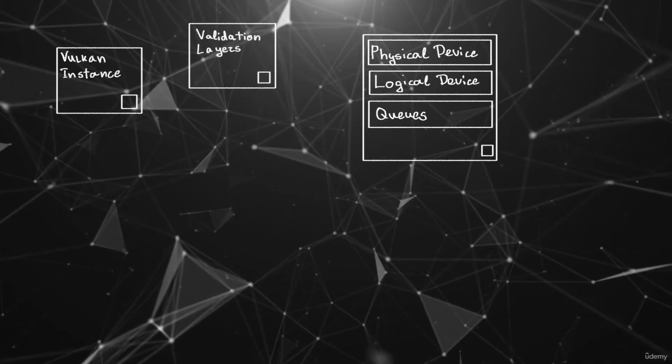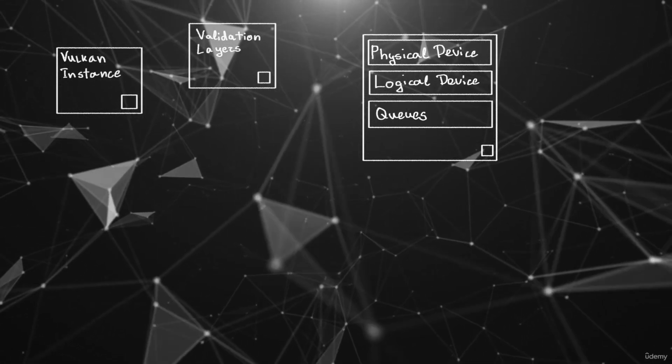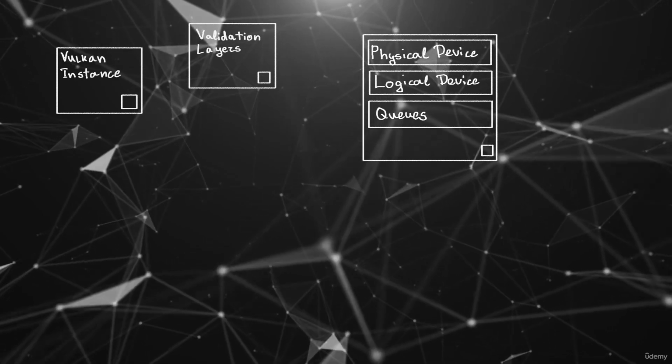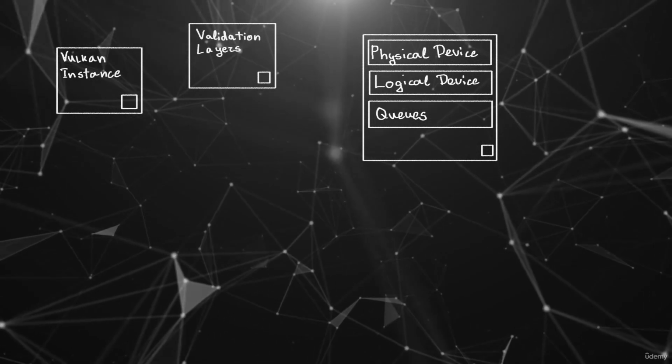We will then look into validation layers. These are development systems that help us with useful information, especially about errors in our code. Next, we will choose a physical device from the system. Then create a logical device with the features that we want, and also request device queues. These are used later to send commands to the devices.